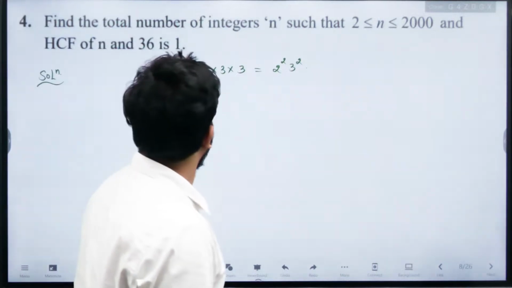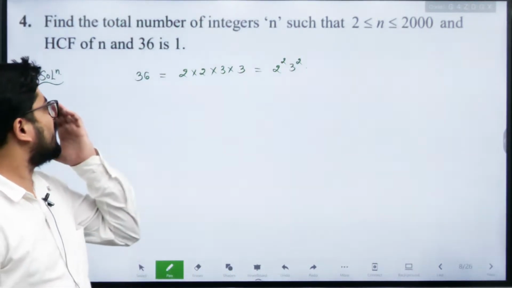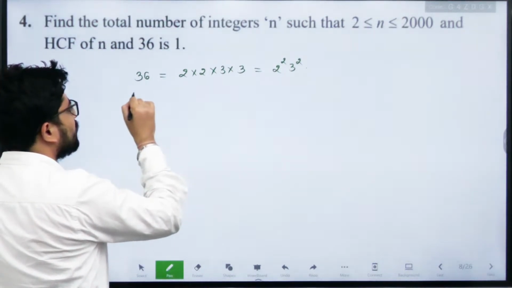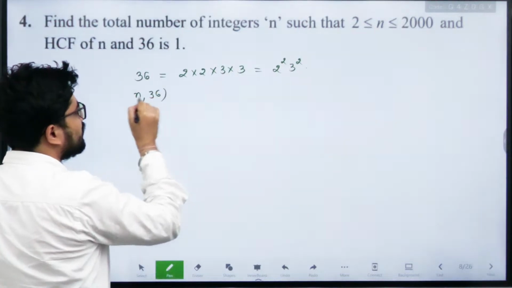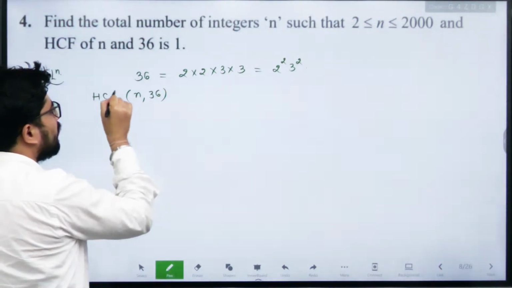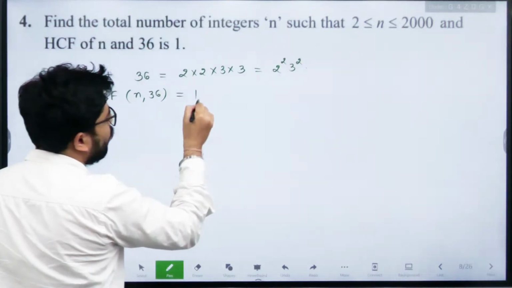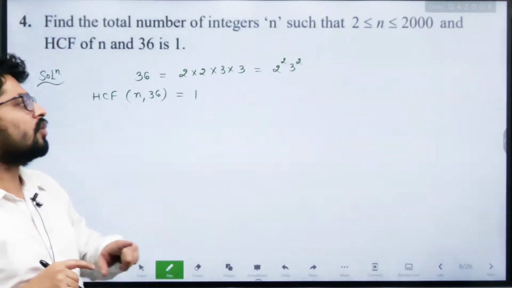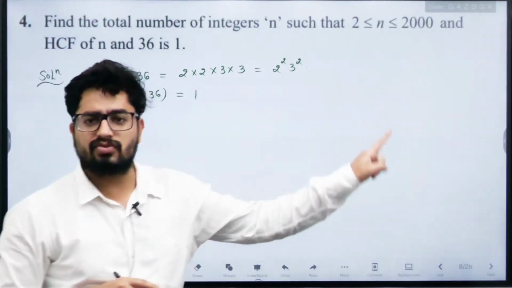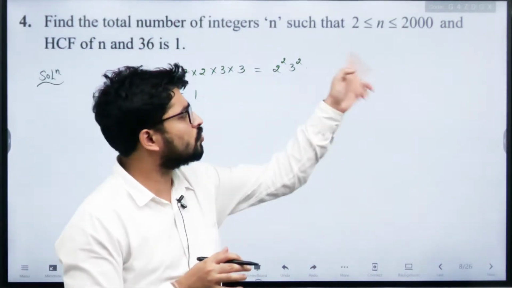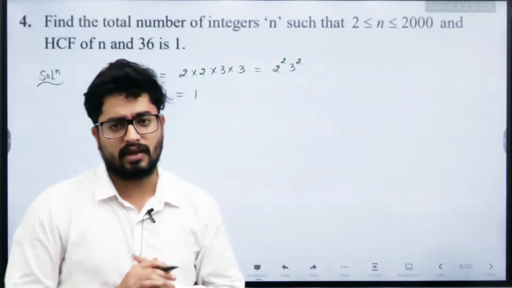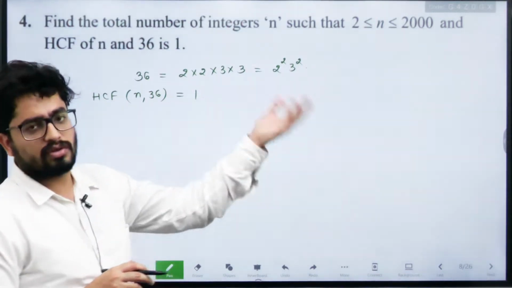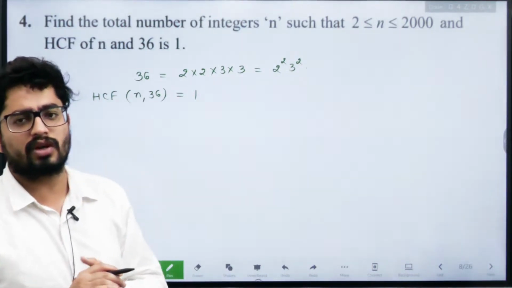So you have to find such a number n such that HCF with 36 is 1. It means you have to find a number which is not divisible by 2 and 3. You have to find all the numbers between 2 to 2000 which are not divisible by 2 or 3. If your number is divisible by 2 or 3, then the HCF is not equal to 1.